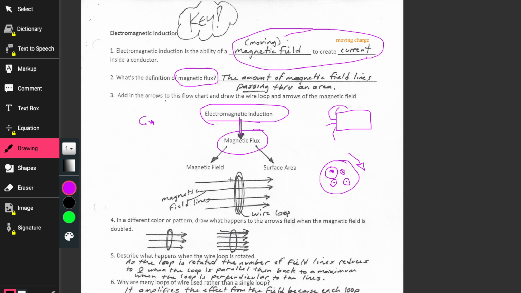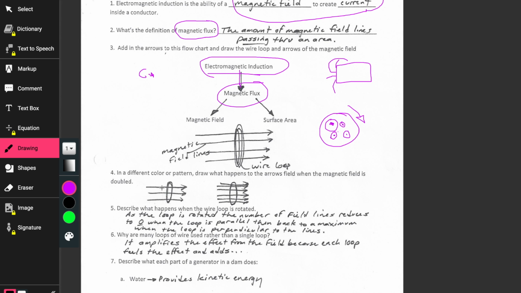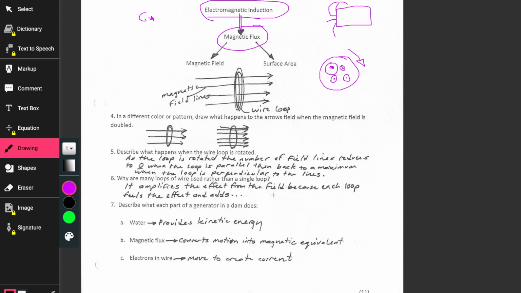Okay, so anyway, this is a loop, and you've got these field lines going through it. In a different color or pattern, draw what happens to the arrows when the magnetic field is doubled. So we have 3 lines, and now we have 6 lines. That's it. That's magnetic flux. Small magnetic flux, large magnetic flux. More field lines through the same size of a loop.